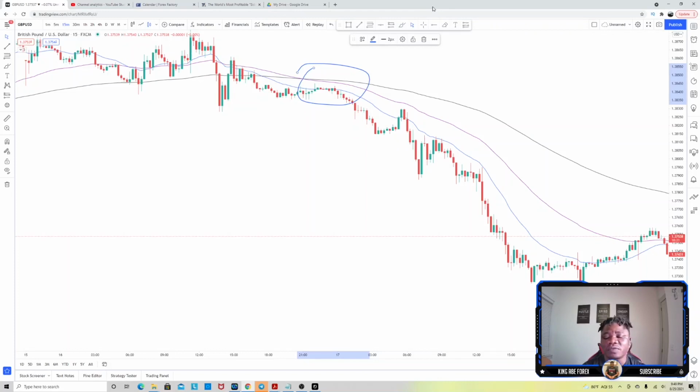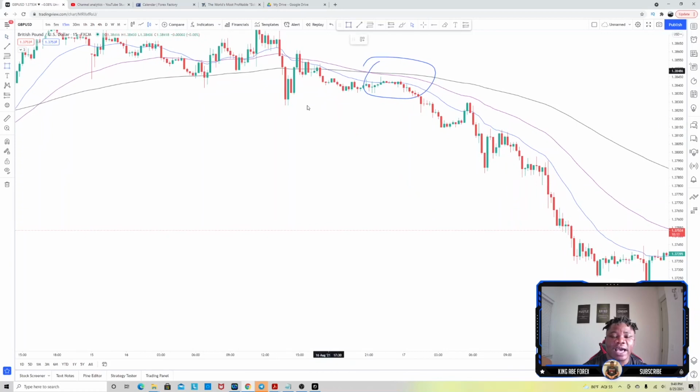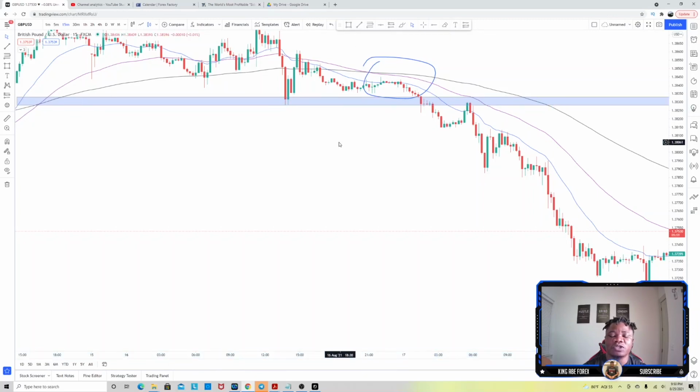Now the second confirmation we need before we actually get in a trade is that we need to make sure that we have our support zone. And as we can see here, we have our support zone here, because doing it this way, you're going to have a very high win rate when you use this strategy exactly like this, when you combine this strategy with support and resistance.